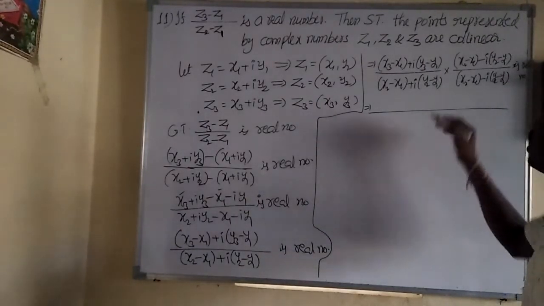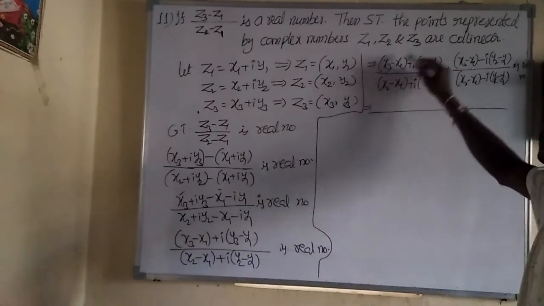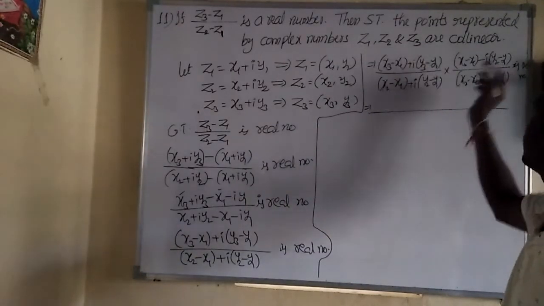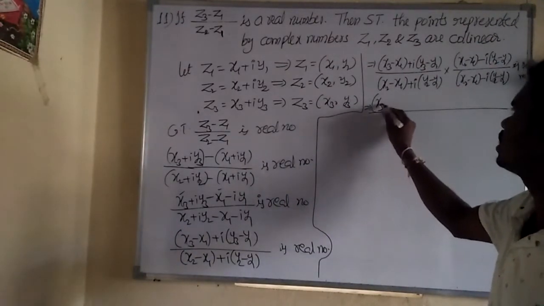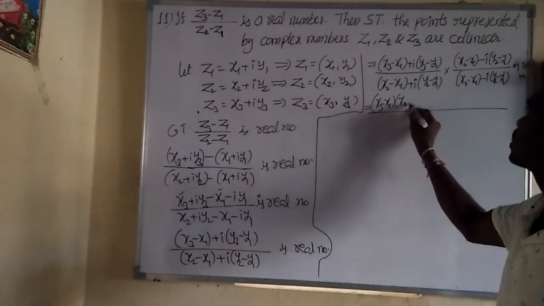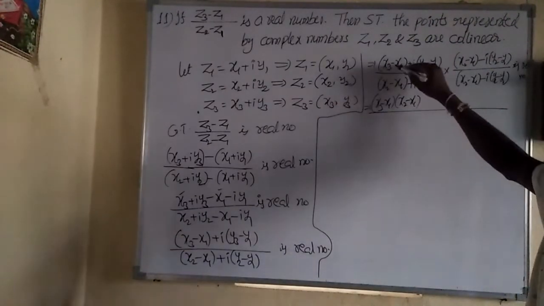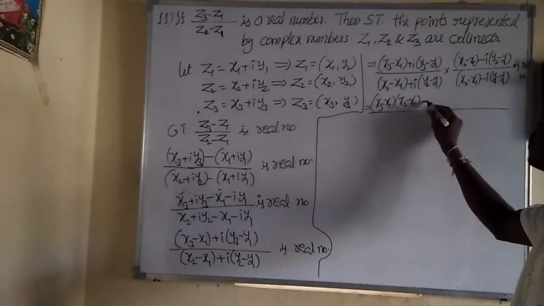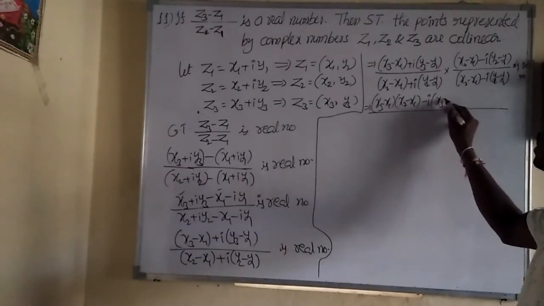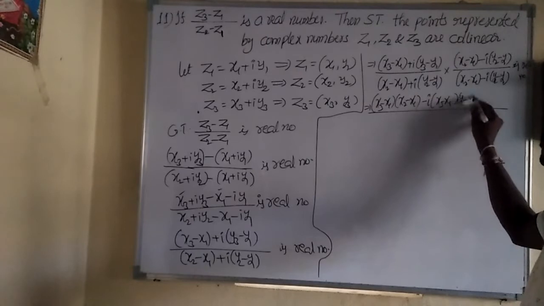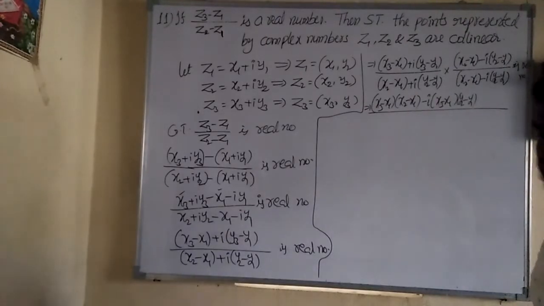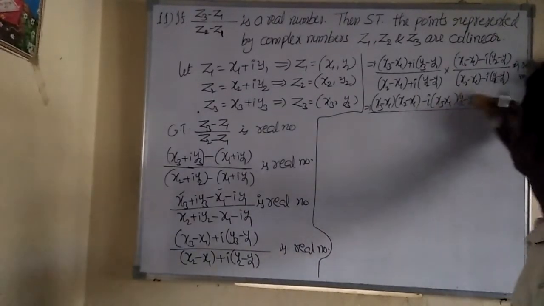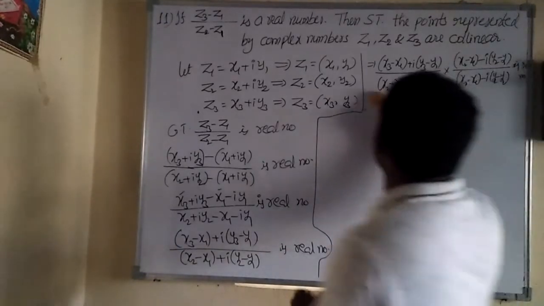How to do? First the numerator: (x3 minus x1) into (x2 minus x1). Next, (x3 minus x1) into minus i into (y2 minus y1), so minus i into (x3 minus x1) into (y2 minus y1). Okay, we'll write in the bottom. This place is not sufficient.